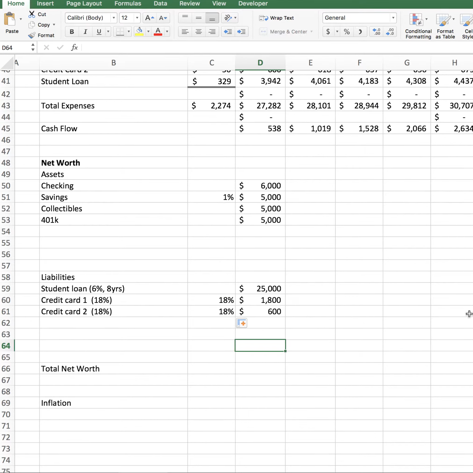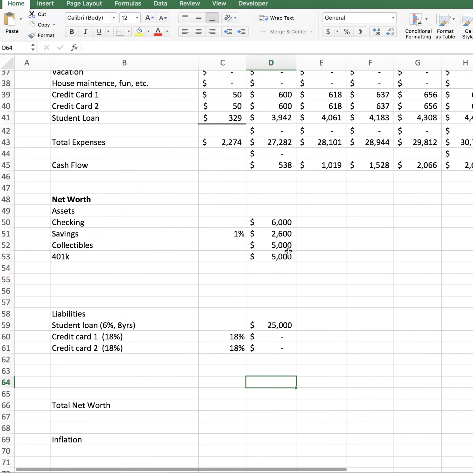Instead of taking these out and trying to pay them off, all I'm going to do is say, well, 1,800 and 600 is $2,400, and I'm going to get rid of the $2,400 in savings and make this $2,600 in savings, and I can get rid of these. So these numbers now turn to 0, and I have a little bit less net worth. Actually, I have the same net worth, I take that back, but I have less payments. So now let's see what happens.